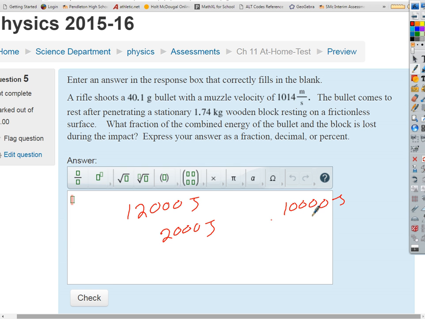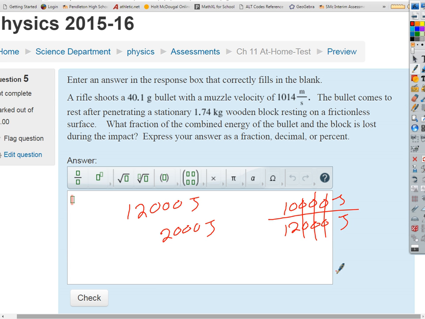So 10,000 joules divided by what we started with, right? Does that make sense? We started with 12,000 joules, we lost 10,000, and so what fraction is lost? Well, 10 twelfths or 5/6, yeah. 5/6 of the energy will be lost in that case. Right? Convert that to decimal. And, yep. Express your answer as a fraction, decimal, or percent.